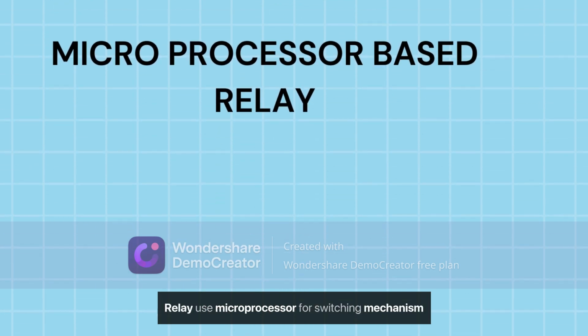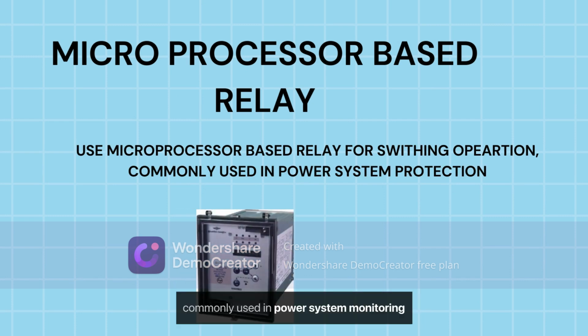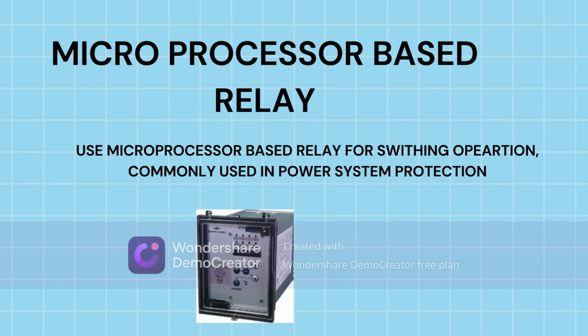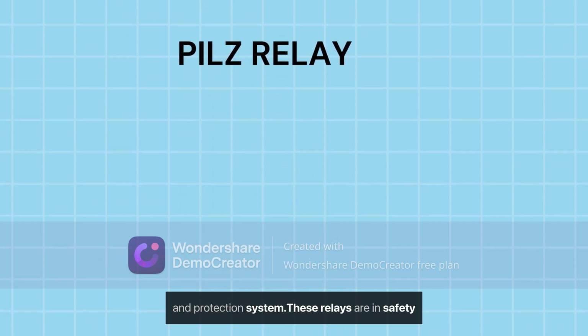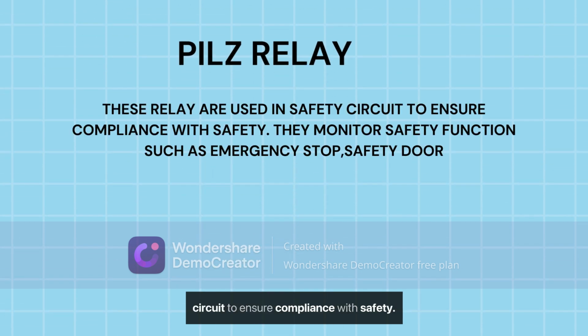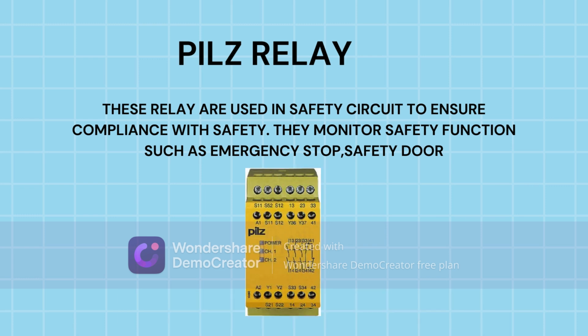Microprocessor based relay uses a microprocessor for the switching mechanism, commonly used in power system monitoring and protection systems. Pulse relay. These relays are used in safety circuits to ensure compliance with safety. They monitor safety functions such as emergency stop and safety doors.